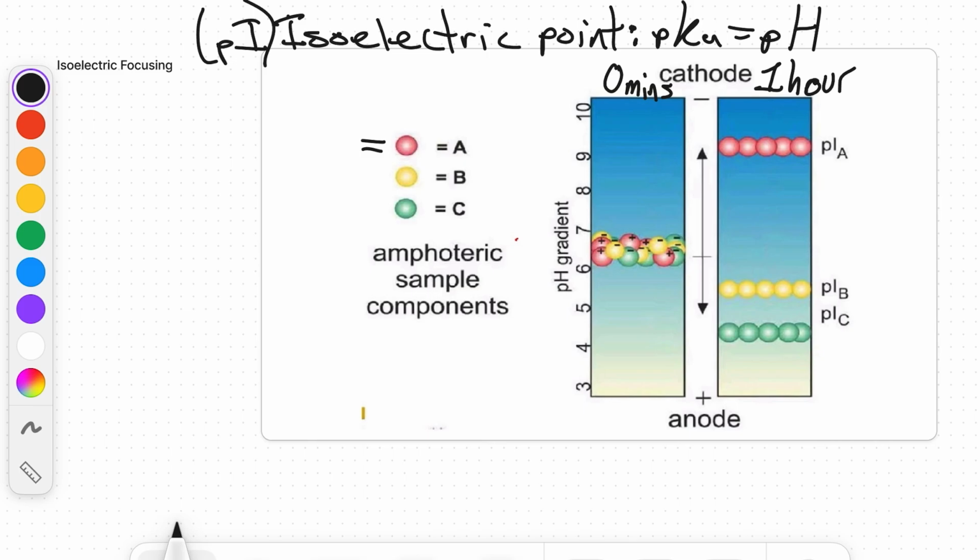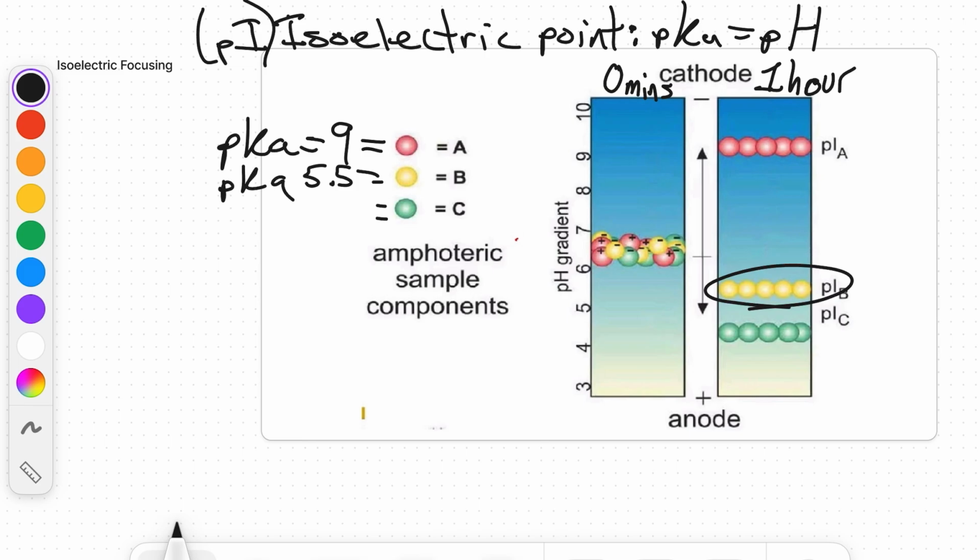So our pKa is 9 for A. For B, this is very, very simple. For B, it's at about, we'll say 5.5. B equals 5.5 for pKa. And for C, it's at about 4 for the pKa.